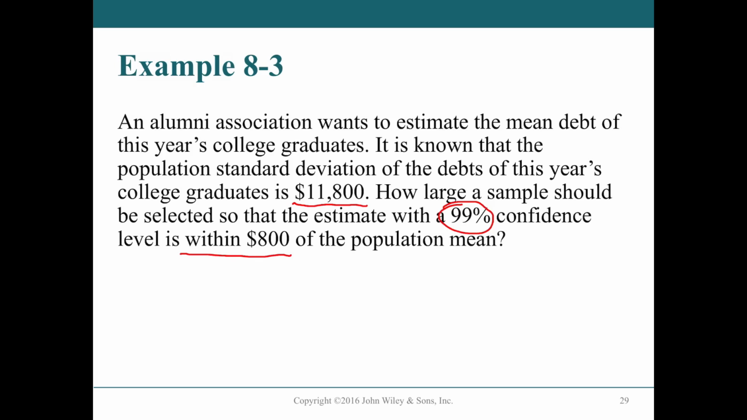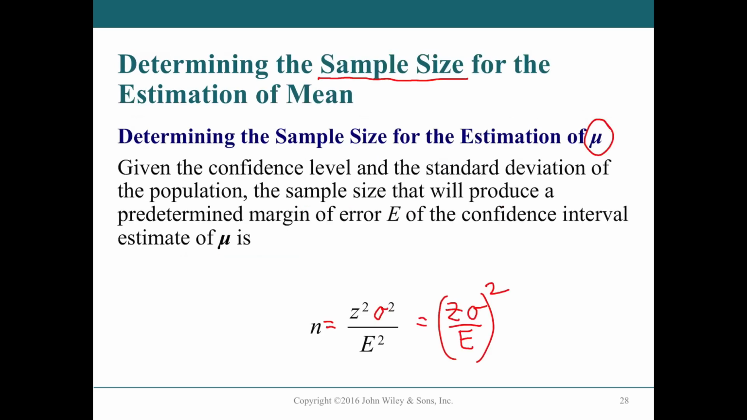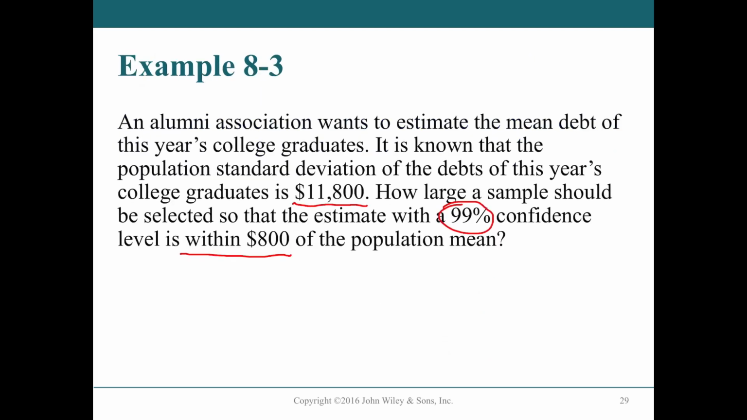How large a sample should be selected so the estimate with a 99% confidence level is within $800 of the population mean? Okay, now the margin of error was called E. So let's go back and see what they're talking about. The within number is always E. When you see the word within, or a synonym that says the same kind of thing, use E there. So E is equal to 800. That takes care of the margin of error right away. I don't know what else is going on except for the fact that E is $800.